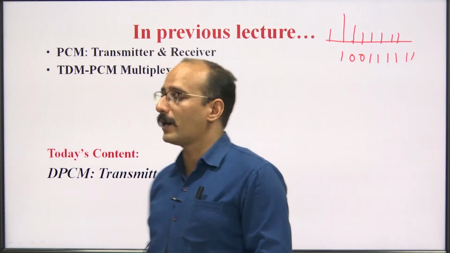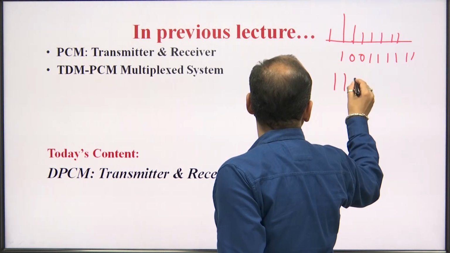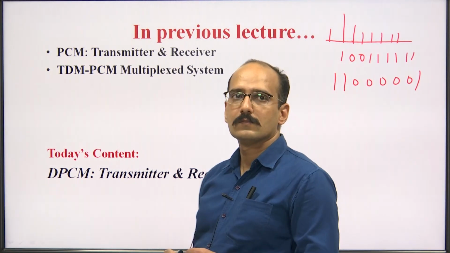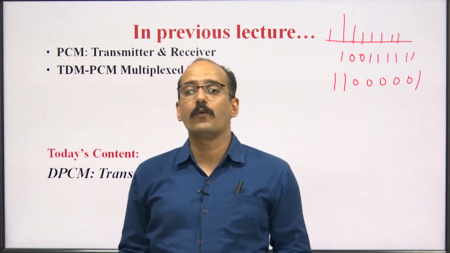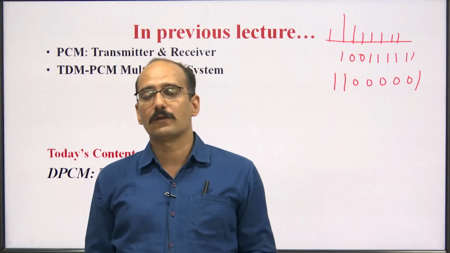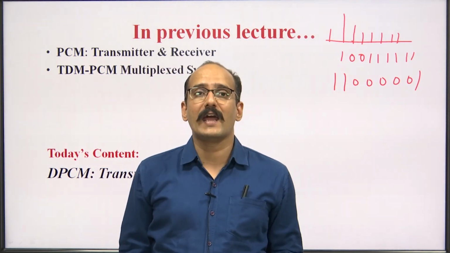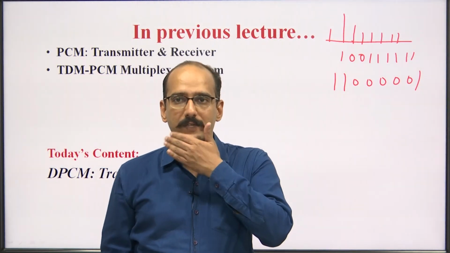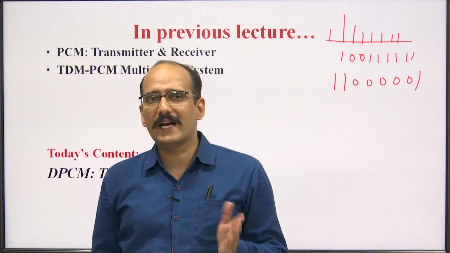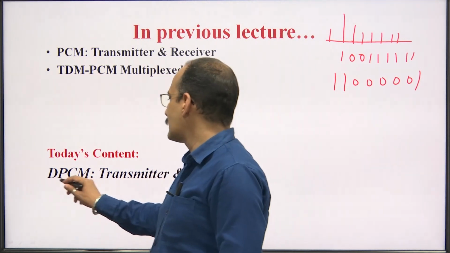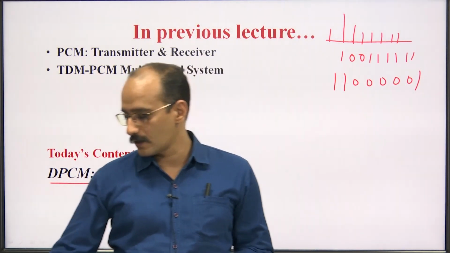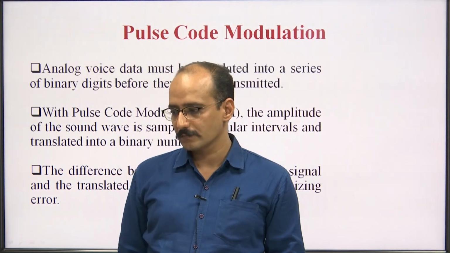That can also happen in the form of 1 1 0 0 0 0 0 0 1, meaning after removing the bandwidth problem, after removing the slope overload and granular noise problem, you can have a new problem, and that problem is redundant information. To overcome that redundant information, this DPCM system, that is the differential pulse code modulation system, came into the picture.